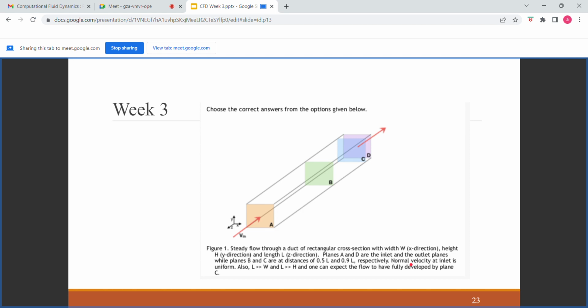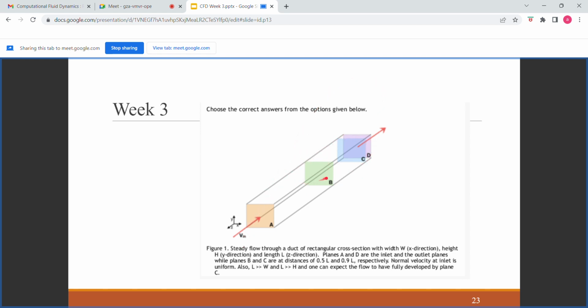There are a few points that can be noted when we are looking at this picture. First, length is in the z direction, and it is very much greater than the width and the height, that is in the x direction and in the y direction. Plane A is the inlet and plane D is the outlet. So any fluid is flowing through this duct of rectangular cross section, having this width and this height. A is the inlet and D is the outlet. B and C are in between these inlet and outlet planes.